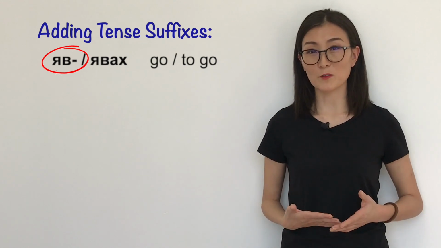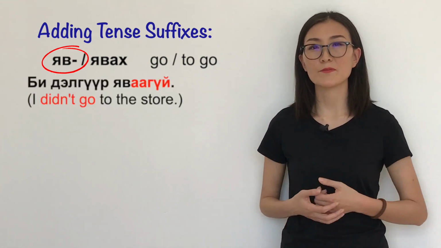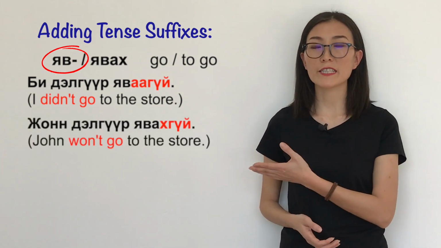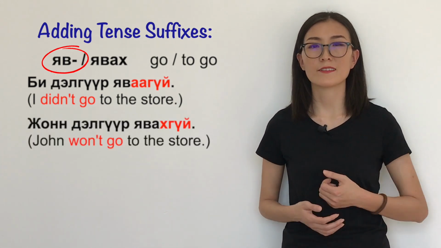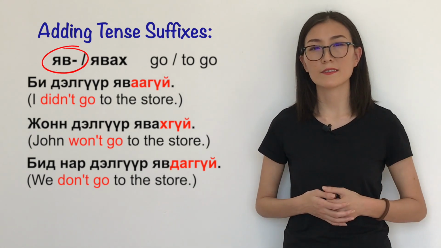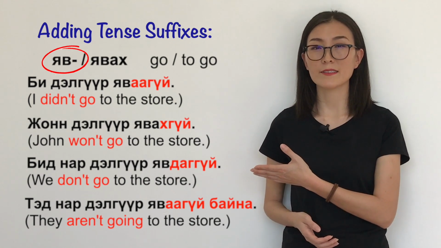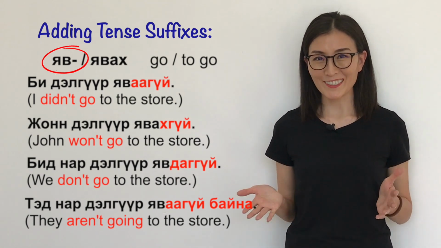Here are the negative forms. Би дэлгүүр яваагүй, John дэлгүүр явахгүй, бид нар дэлгүүр явдаггүй, тэд нар дэлгүүр яваагүй байна. It's not that difficult, right? Now let's review what we learned.